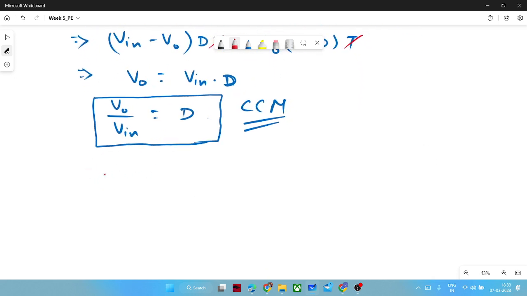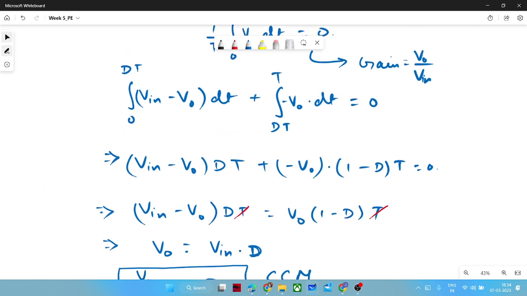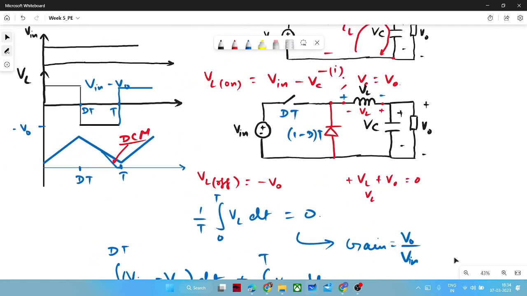So this was related to your V naught by V. Now you know the value of V naught in terms of input voltage, and after that, if you want to look at the inductor waveform, you may be able to observe the ripple. This is called the ripple in inductor current, and this ripple can be reduced by the design of a proper inductor.